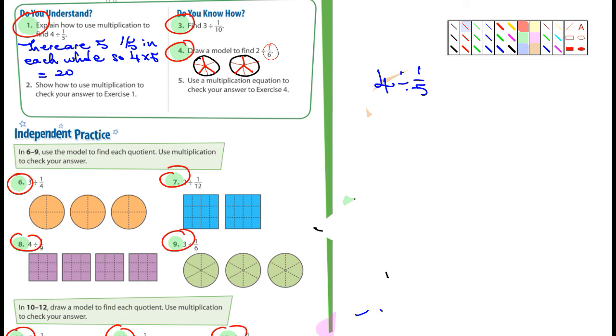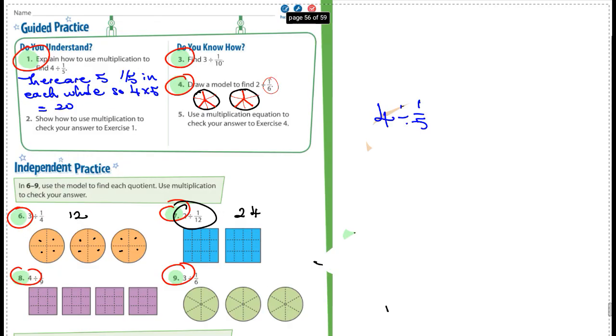Let's see here. In 6 through 9, use the model to find each quotient. Use multiplication to check your answer. Well, 3 divided by 1/4. They've already done it for us here. And so there's going to be how many quarters? 1, 2, 3, 4, 5, 6, 7, 8, 9, 10, 11, 12. So just put 12. And gosh, I wrote over this. I think it's 2 divided by 1/12, looks like. So it's going to be 2 times 12, which is going to be 24. I think you guys can see how that's done.